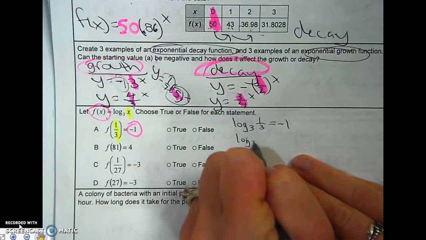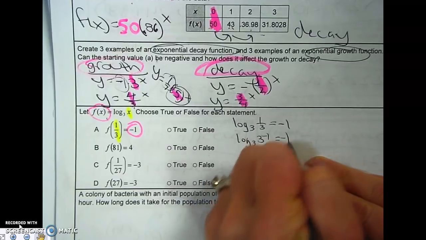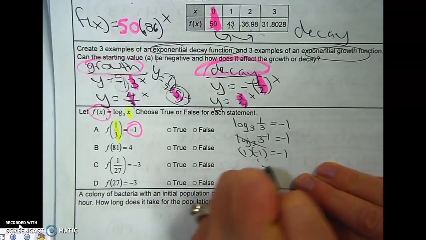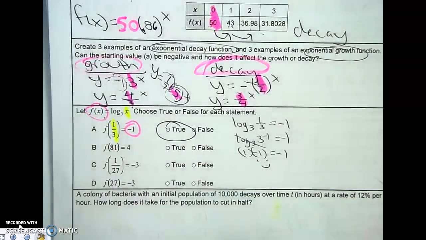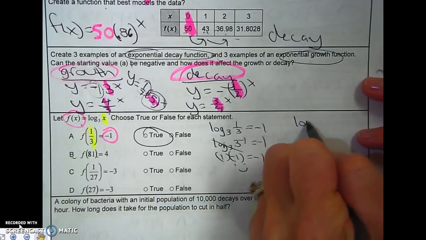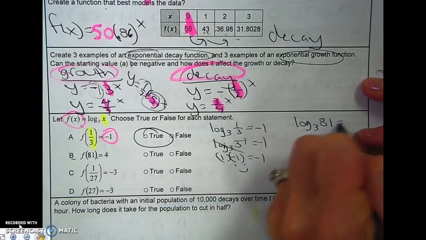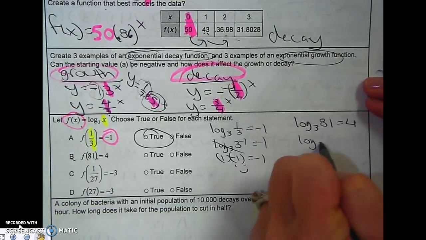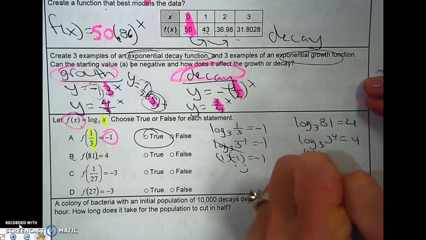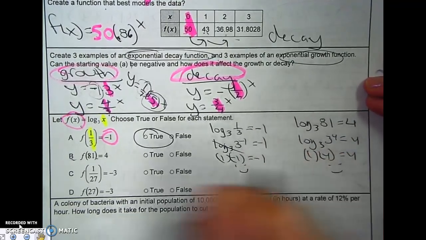So I'll change the base. 1 times negative 1 equals negative 1. It does. Boom. It's true. Let's try the next one. Log base 3 of 81 equals 4. Log base 3 of 3 to the 4th equals 4. 1 times 4 equals 4. It does. True.